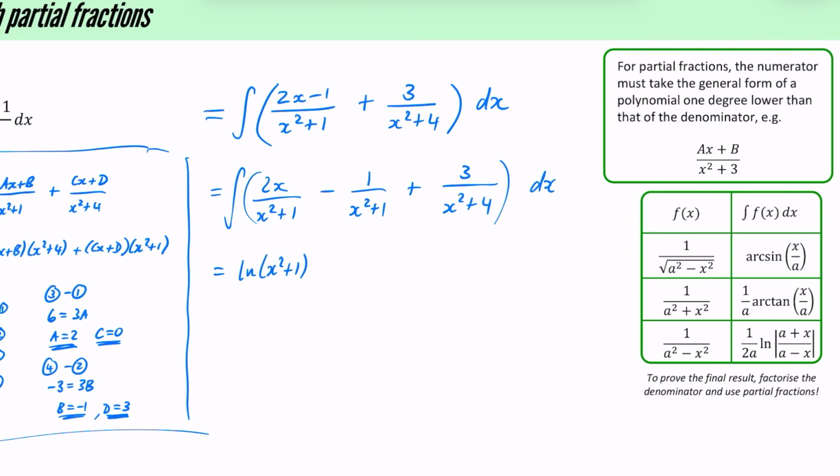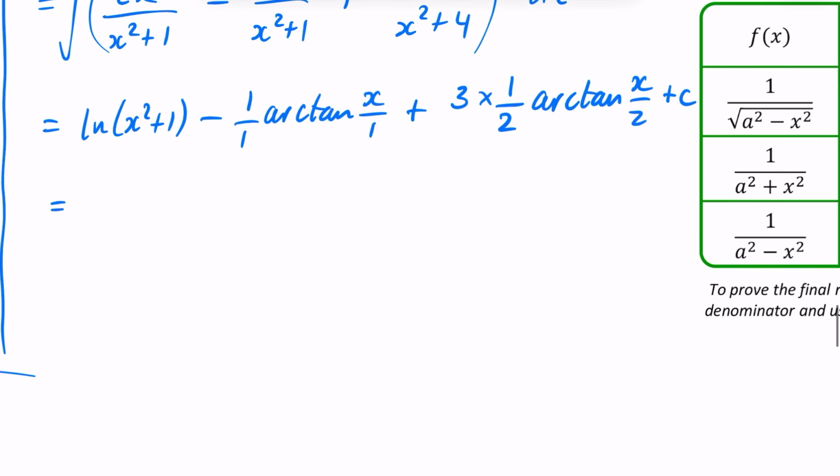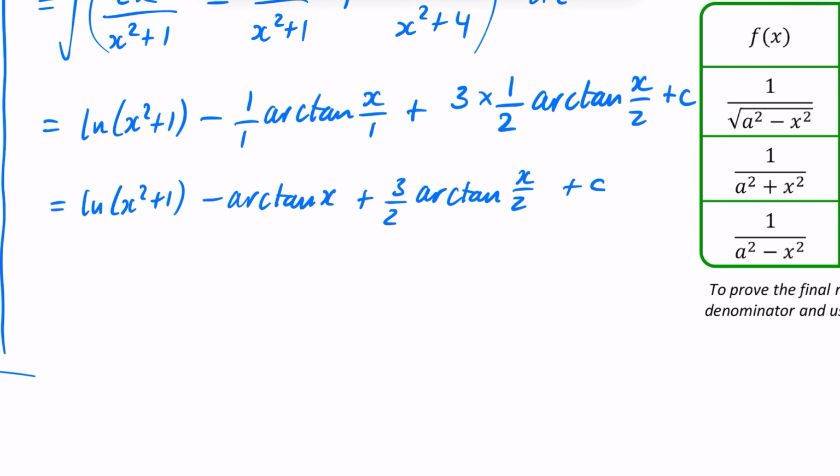And then for this next one, it looks like it is of this form that we've got here, doesn't it? Apart from a in this case is going to be equal to 1. So it is going to be minus 1 over 1 arctan of x over 1. Just being really explicit with that. There is a 3 for this part, so I'm going to have the 3 there, and it's going to get multiplied by 1 over a. Well, a squared in this case is 4, which means that a is 2. So it's going to be 1 over 2 arctan x over 2 plus c. All that's left is a bit of tidying up, so that's the ln of x squared plus 1 minus arctan x plus 3 over 2 arctan x over 2 plus c.